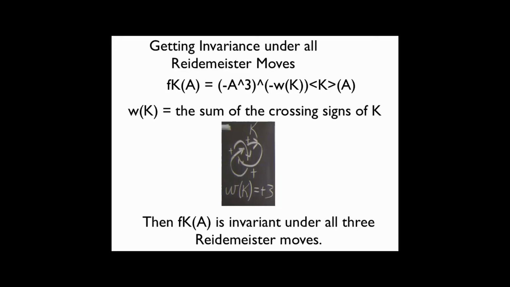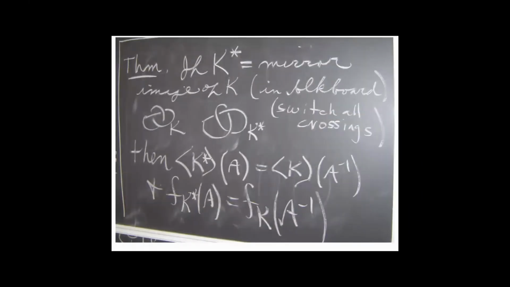So now we have a fully invariant Laurent polynomial, invariant under all 3 Reidemeister moves. And it's that one that turns out to be equivalent to the original Jones polynomial, although in this slideshow, I don't think I'm telling you the formulas about that. But here's how it looks on the blackboard. And a good theorem about it. The theorem is that if you take the mirror image of a knot, so here's the trefoil knot, and here's its mirror image. And the mirror image I'm thinking of is to switch all the crossings.